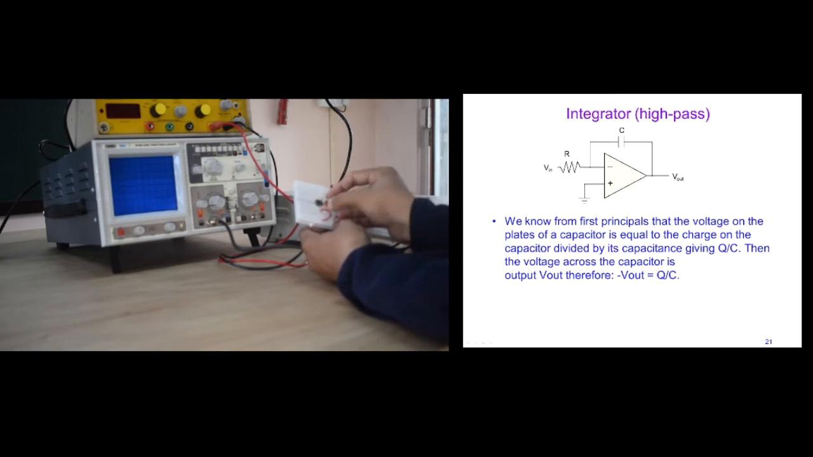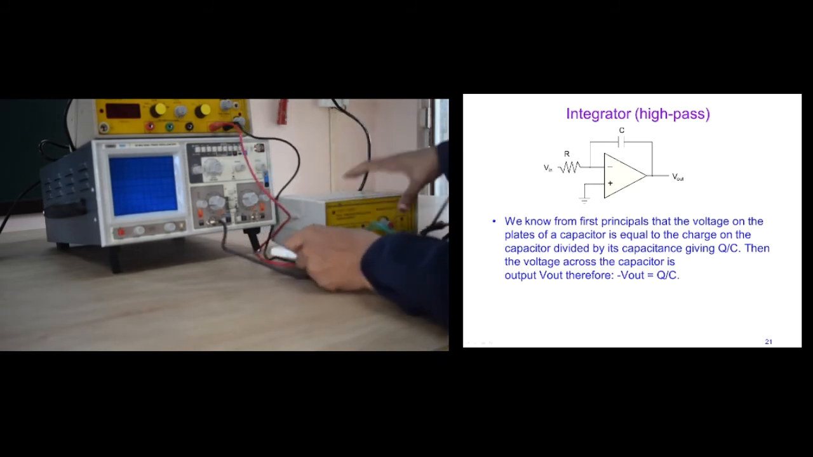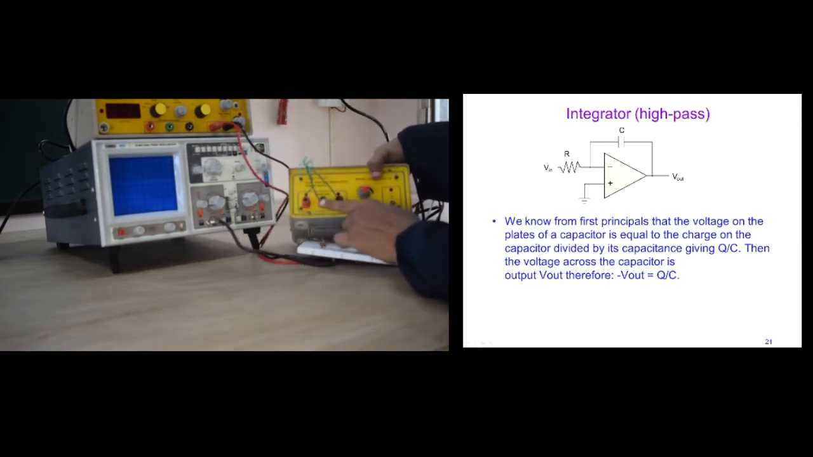Now we will connect a feedback resistance of 10 megaohm across the capacitor, in parallel with the capacitor, so that our attenuation will be much clearer. Okay, this feedback resistor doesn't play any other role.